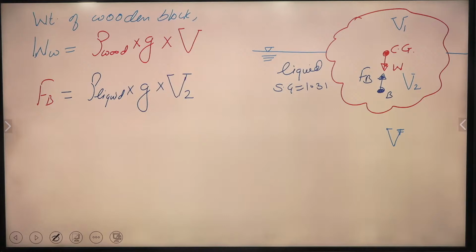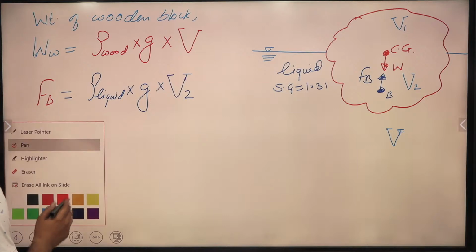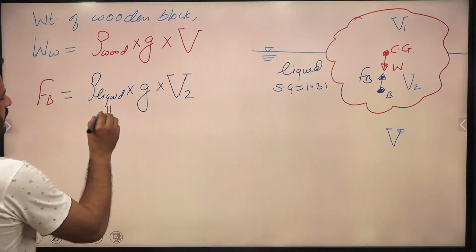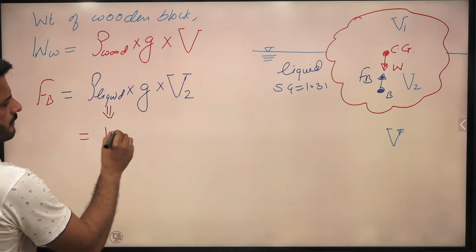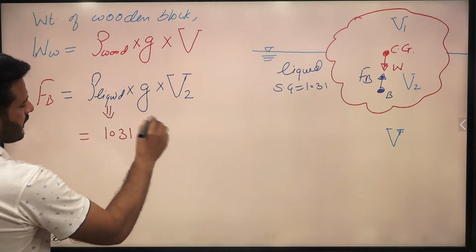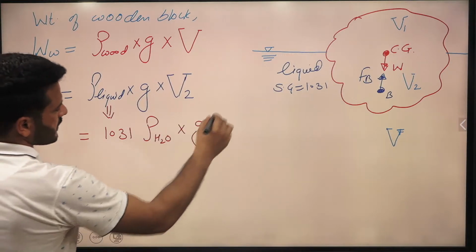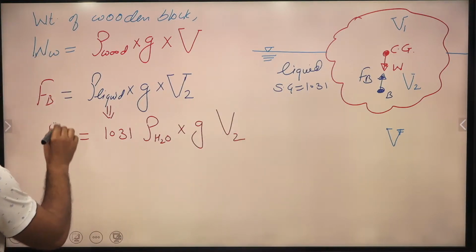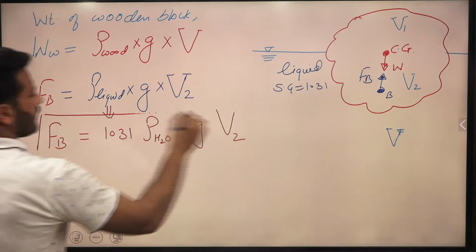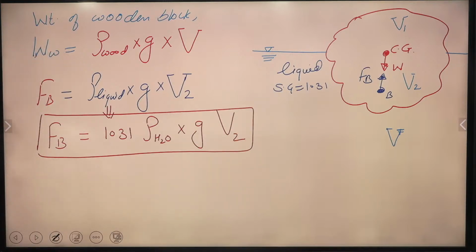Fine. So specific gravity is given. So how can we write this one, weight density of the liquid? This weight density of the liquid will be 1.31 times the density of the water into g into V2. This will be the buoyant force.